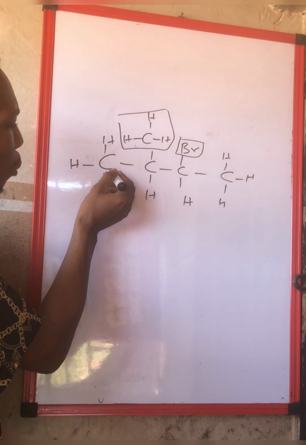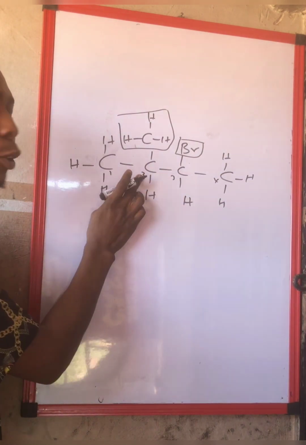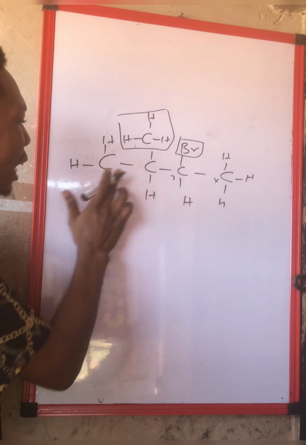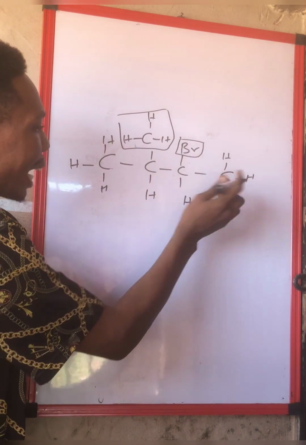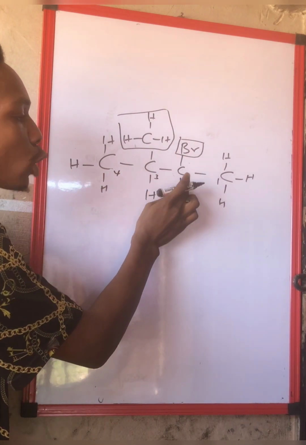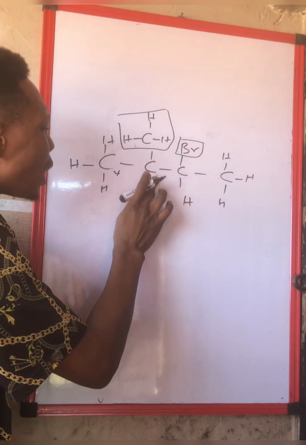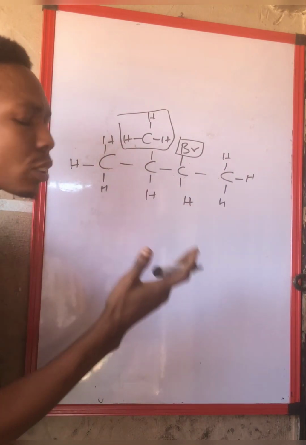If I start my numbering from this side, 1, 2, 3, 4, my substituent group is in carbon 2. And if I start my number from this side as well, 1, 2, 3, 4, my substituent group is also in what? In carbon 2. What do you now do? How do you now know the right side to count from?